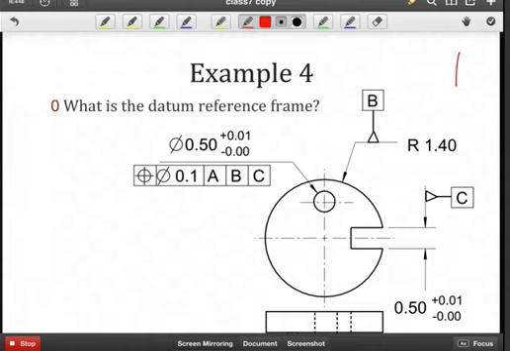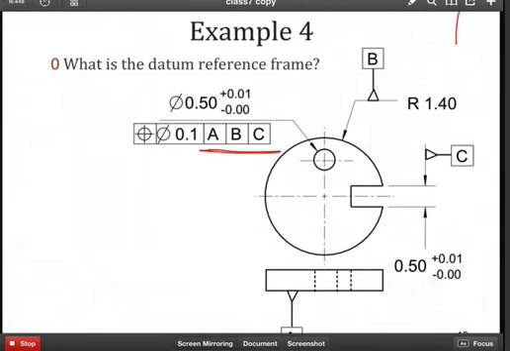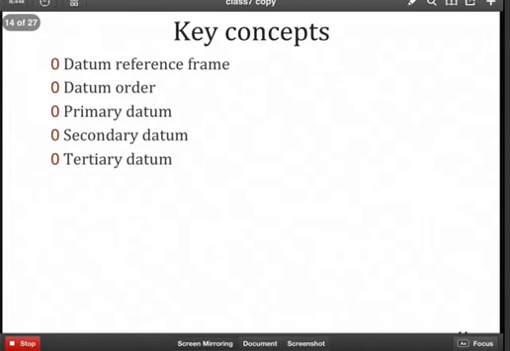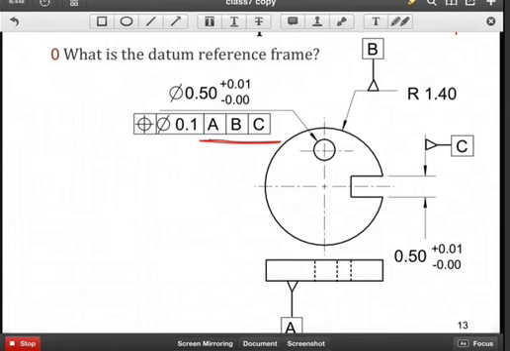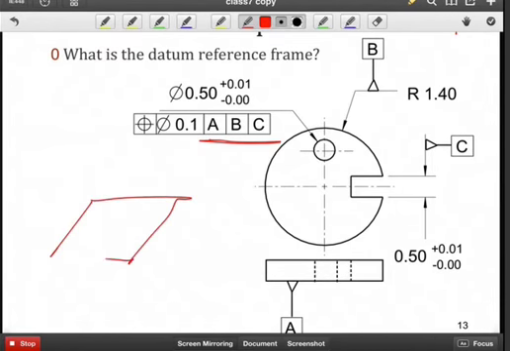Finally, in example 4 here, we have three datum references. A corresponds to the bottom of the plate, B corresponds to the outside cylinder, and then finally C corresponds to this slot feature here. Well, how do we construct that? Again, we're going to start left to right with A being the primary, and we have a plane corresponding to A.